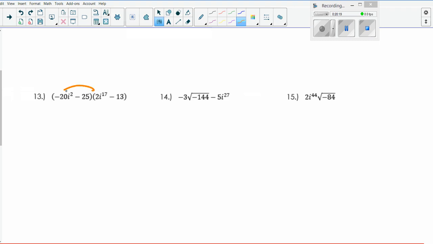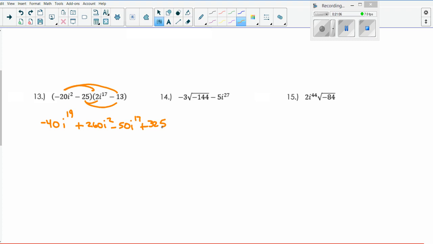Remember that you're still keeping your rules of distributing and your rules of i. So negative 20 times 2 is what gives you negative 40. i squared times i to the 17th, remember you add, so the second and the 17th means you're up to the 19th. Negative 20 times negative 13 is a positive 260, and then you have to bring the i squared with it. Okay, and then negative 25 times 2 is what gives you negative 50i to the 17th, and then this gives you positive 325. Now, let me call your attention to something.